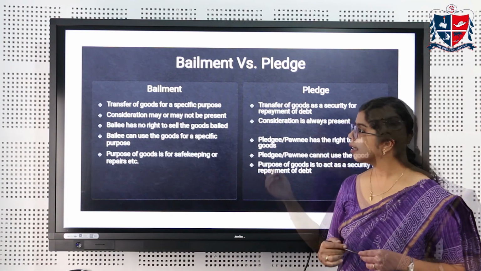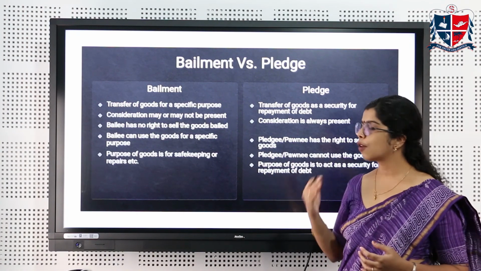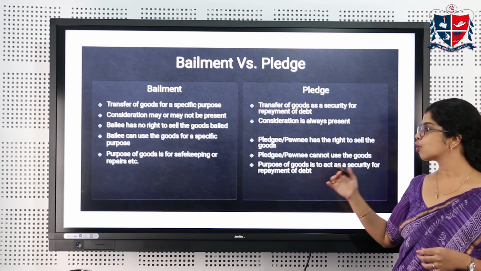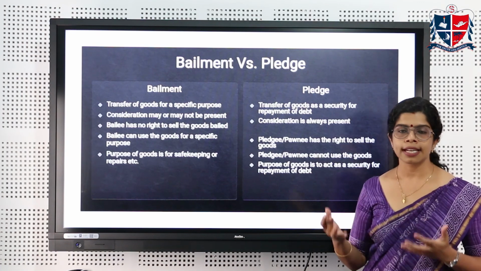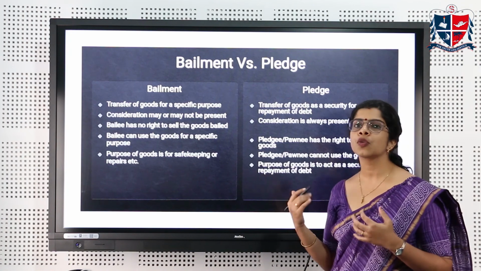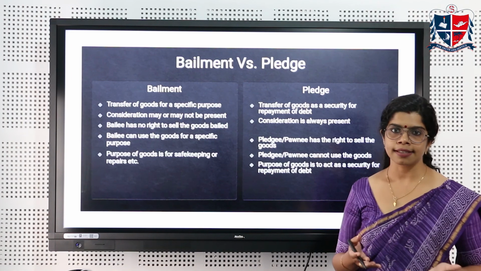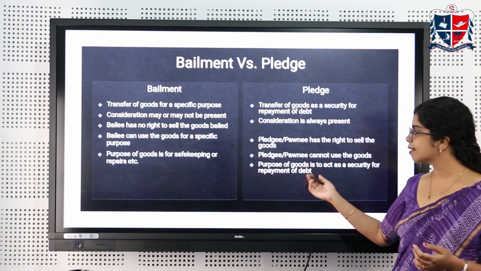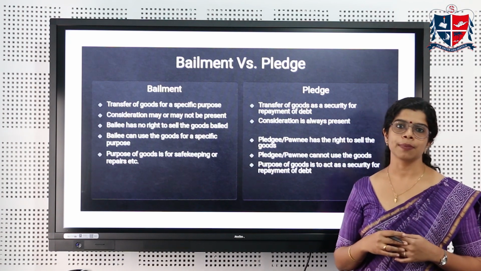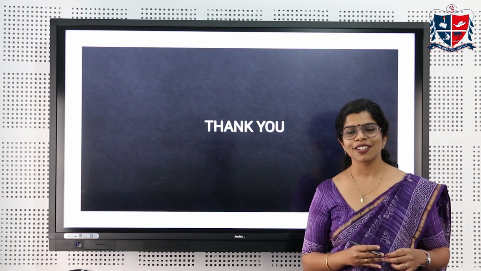The next point would be that the bailee has every right to use the goods for a specific purpose. But as far as pledge is concerned, the pledgee has no right to use the goods that have been pledged with him. And the last difference would be that the purpose of goods in bailment would be for, say, safekeeping or for some alterations or repairs, etc. But as far as pledge is concerned, the purpose of goods is to act as security for repayment of debt. So that's all for today's session. Thank you.